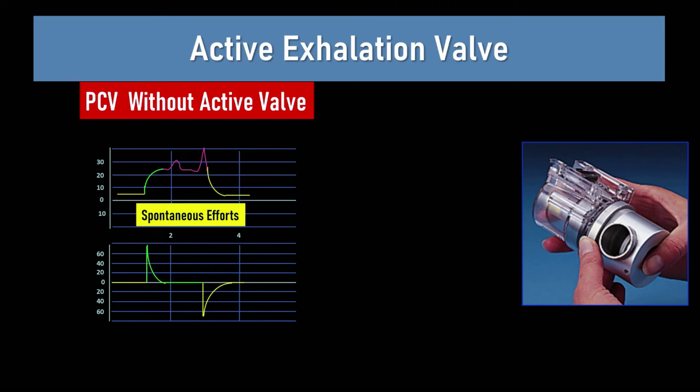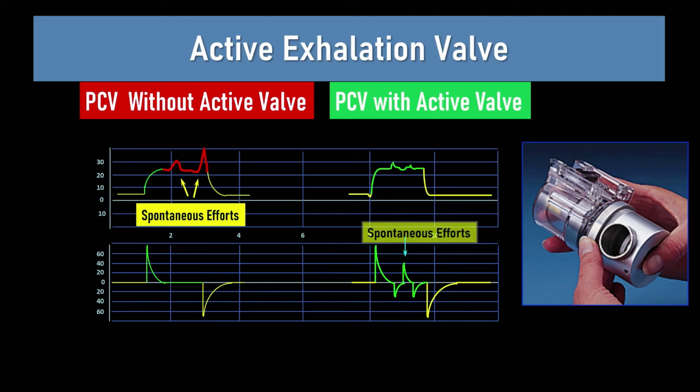Without active exhalation, you'll see the spontaneous efforts like this, and you see these spikes, and it's really ugly, and this is not good because the ventilator will either cycle to exhalation or the patient will start bucking the ventilator. With the active exhalation valve, it looks like this. The patient is really comfortable. And that is what bilevel pressure control is. It is pressure control ventilation as normal, but with an alternative pathway for supporting the spontaneous breath.